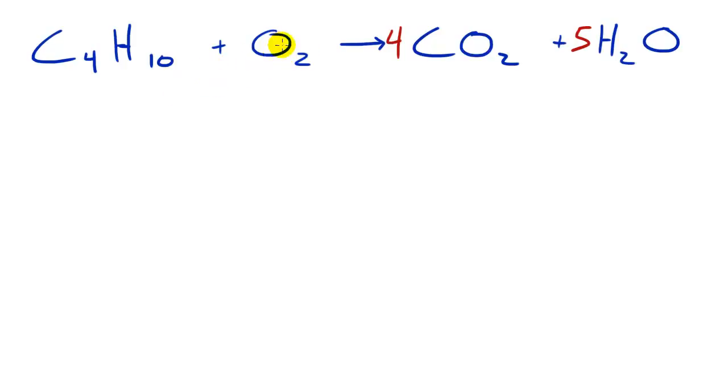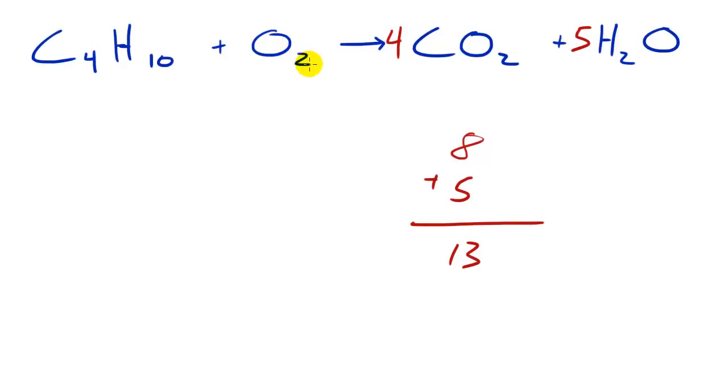Oxygen. So we have 2 oxygen atoms on the left hand side, and on the right hand side after the reaction takes place, let's count them up. 4 times 2 is 8, plus 5 times 1 is 5, so we have 13. Remember, 8 plus 5 equals 13. So now we need to figure out how we can make 13 out of this.